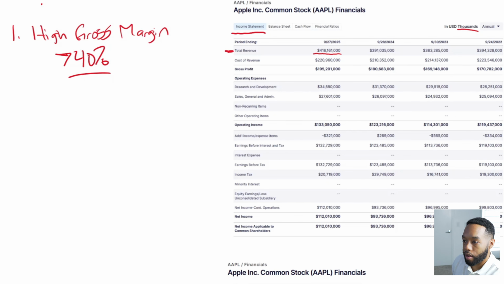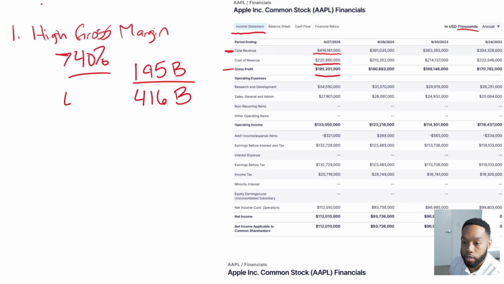And then it costs them 220 billion to make this. So there's some type of cost associated with making the iPhone. I have to buy the chips, I have to buy the processor, all those costs. And this leaves us with a gross profit of $195 billion. So what we do to figure out this ratio is divide 195 billion by our total revenue right here, 416 billion. And this gives us a gross margin of 46%. So this checks out on our first check. Now, something to keep in mind is that margins vary from year to year.